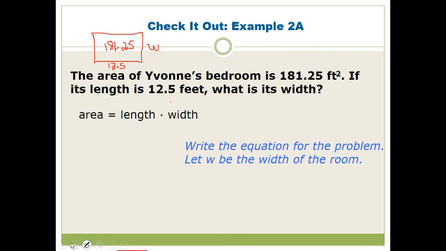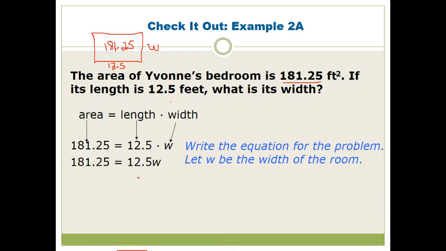But we're going to go ahead and write our equation and substitute or replace the values into our equation in the appropriate spot. So the area is 181.25, so I replace it where the A is the area. The length is 12.5, and that's being multiplied by W. So we're going to solve for the W, the width. It's a nice thing when we write an equation. As long as we know everything except for one variable, we can always solve for it.